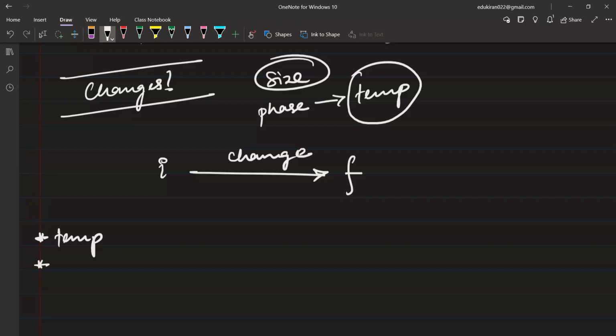Anything else, guys? Volume. Volume can change. Very good. What else can change? Pressure can change. Very good, Alia. Yasir, tell us something. Mariam, you also tell something. What else can change?